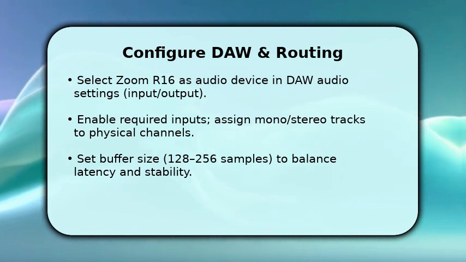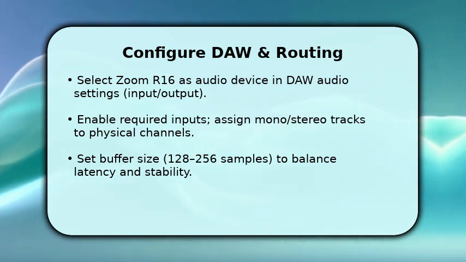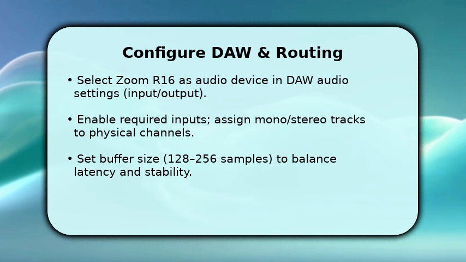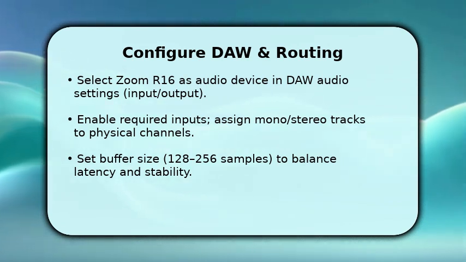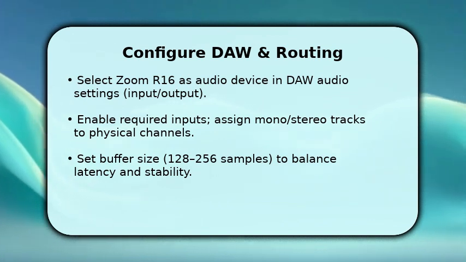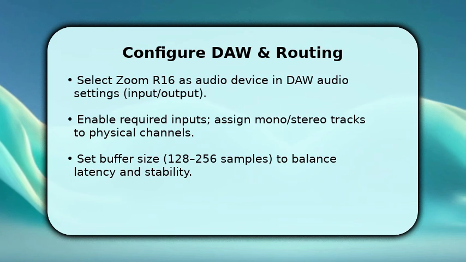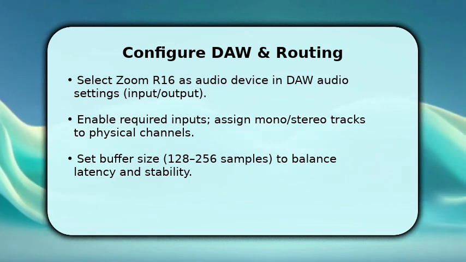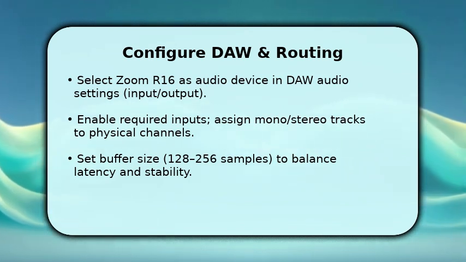Then enable the physical inputs you plan to record and route them to individual tracks so each mic or instrument has its own channel. Make sure to set the buffer size to a usable value, lower for live monitoring, higher for mixing, typically 128 to 256 samples. Also choose single or multi-channel recording, depending on whether you want separate stems or a stereo mix.